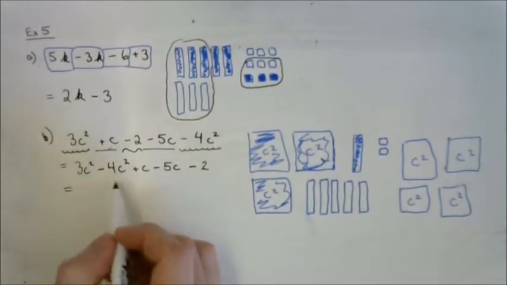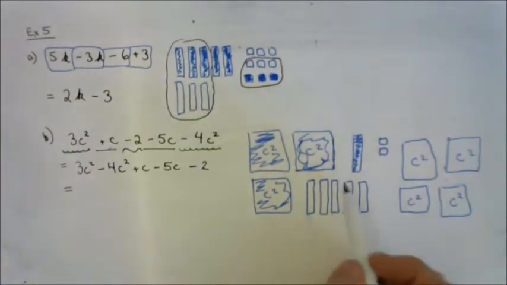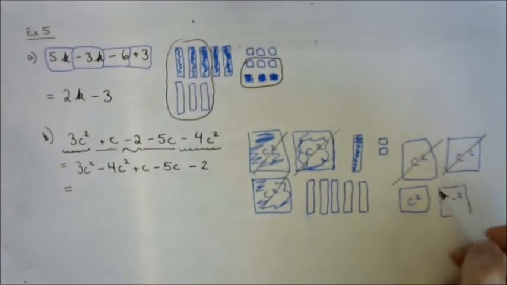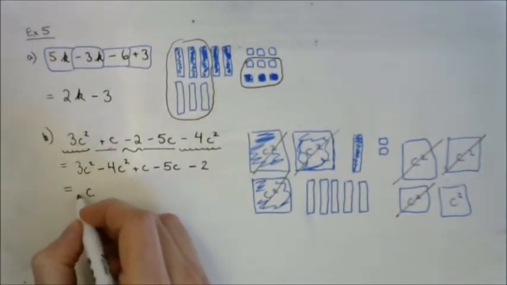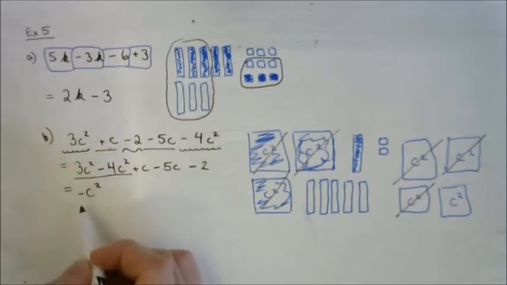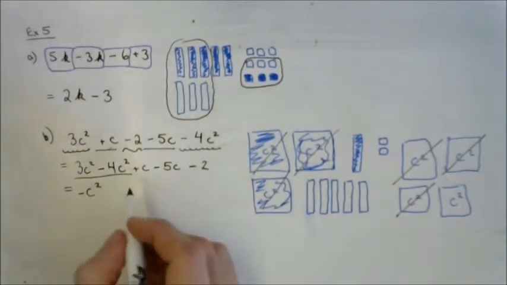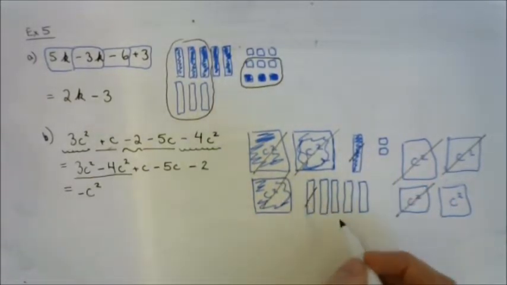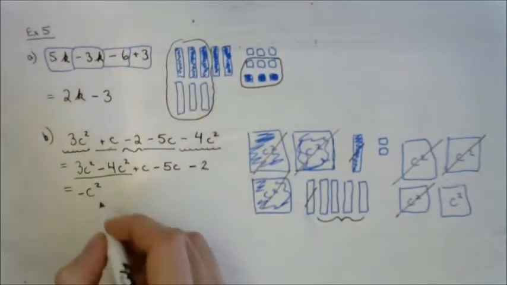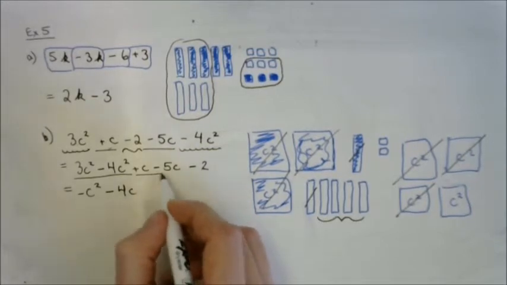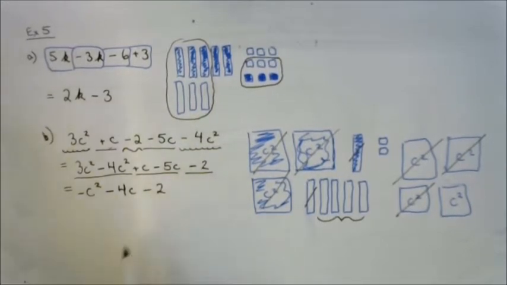Okay, so now we can do our little adding and grouping thing. I notice here I've got 3 positives, so I'm just going to cross them out, which means I'm going to cross out 3 negatives, leaving me with -c squared. And I can see that right here. I've got 3 minus 4, that's going to be -1. -1c squareds is what we're dealing with. And then I have my c's. I have 1c and -5c. So they're going to leave me with how many? -4c. And my constant, he's just going to come down. He's the only one, -2.